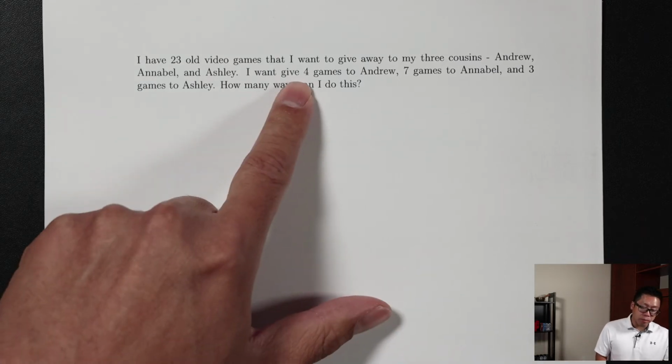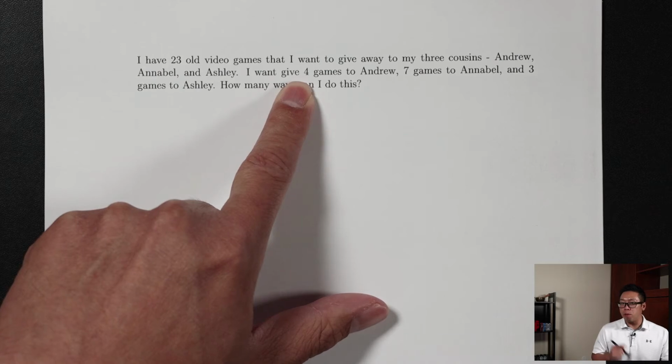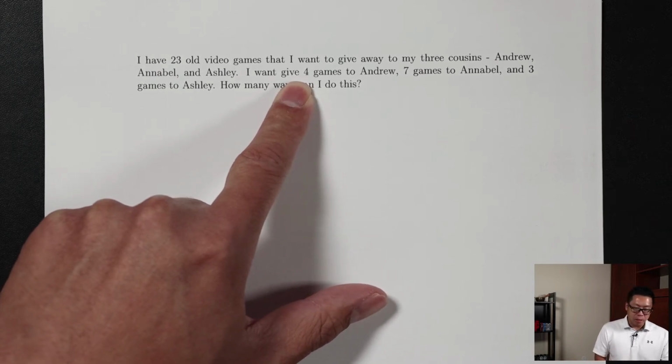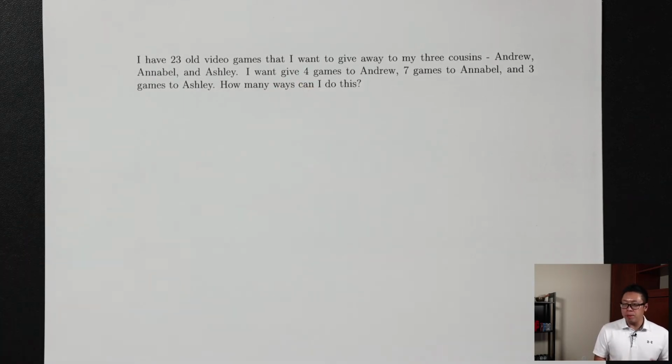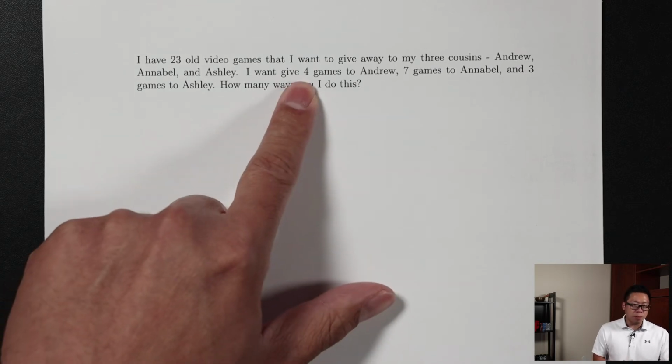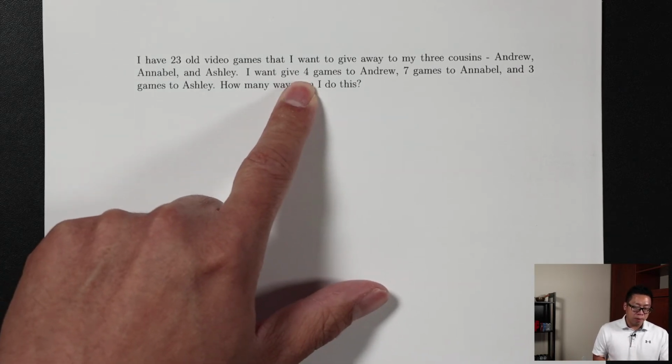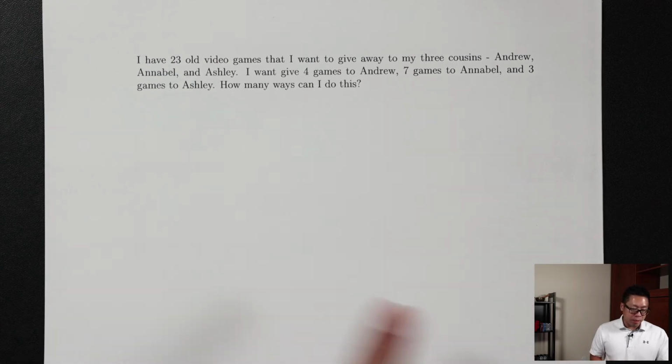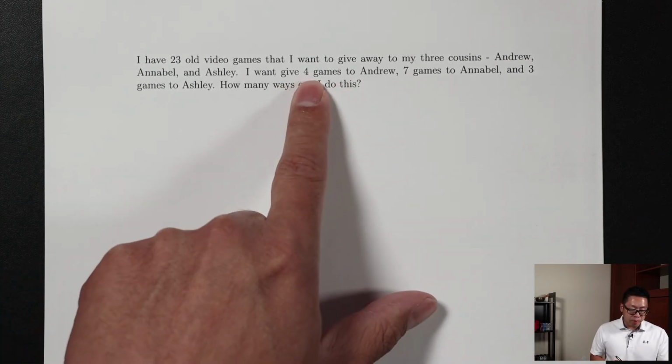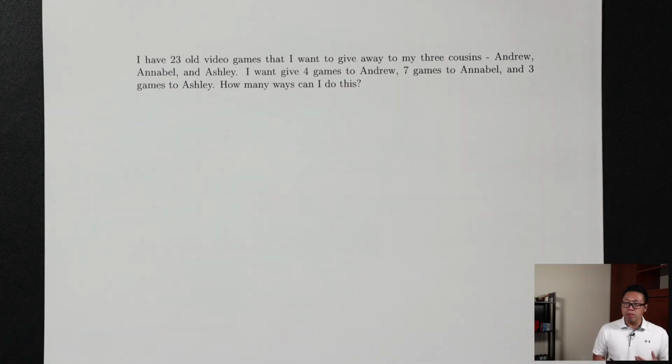So when I give the 4 games to Andrew, does it matter what I pick first, second, third, or fourth? It doesn't, right? So I pick the 4 games, put them in the bag, and give them to Andrew. It doesn't matter what I pick first, second, third, or fourth. Same thing with the 7 games to Annabelle and the 3 to Ashley. So each of these, picking 4, picking 7, picking 3, are going to be combinations because the order doesn't matter.